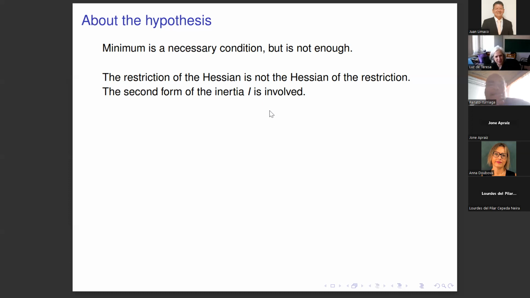And so what happens is that the triangle is a minimum of the restriction. So the Hessian of the restriction is positive definite, but that doesn't mean that the Hessian will be positive definite. And so the second form of the inertia is involved, and it is not immediate that a minimum of the U restricted to E to I will be convex or positive definite.